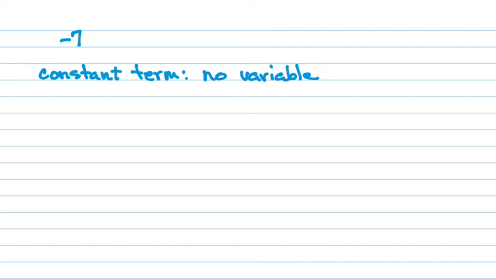Okay, so not every term is algebraic. This is another term, but it's not algebraic. Can anybody tell me why it's not algebraic? Are you volunteering? Yes, Ava? There's no variable, exactly. So this is what's called a constant term. And a constant term simply means a term that has no variable. There's no unknown, no value that this thing can be other than itself.